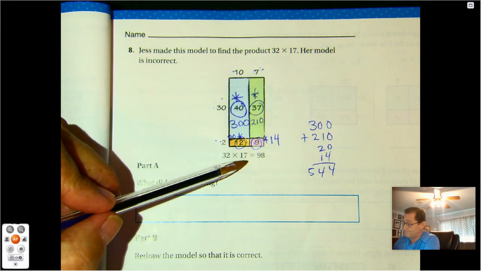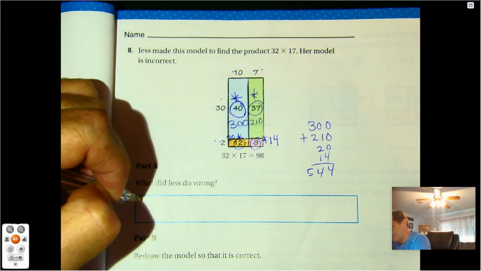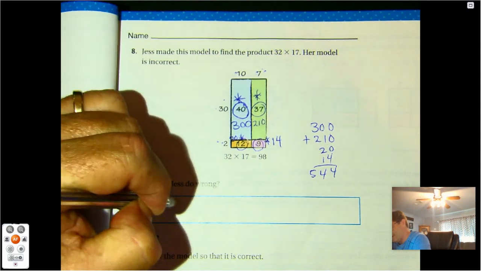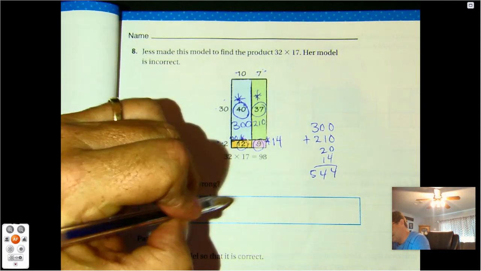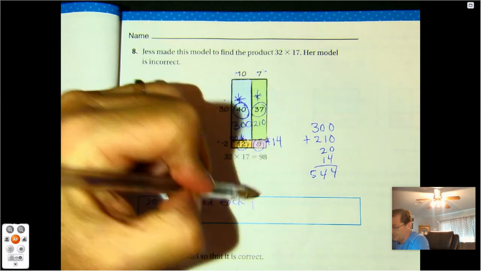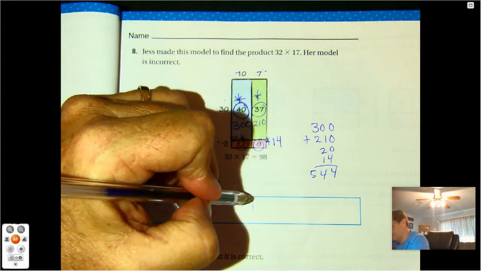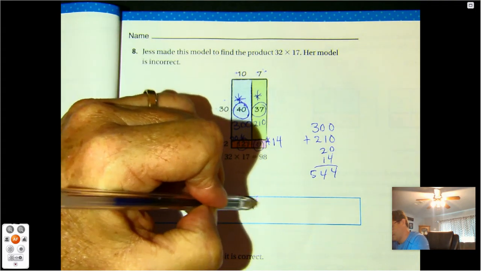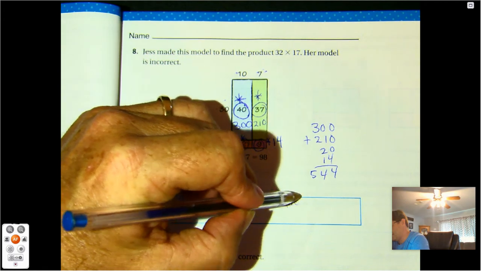What did Jess do wrong? Jess added each of the factors rather than multiplying.